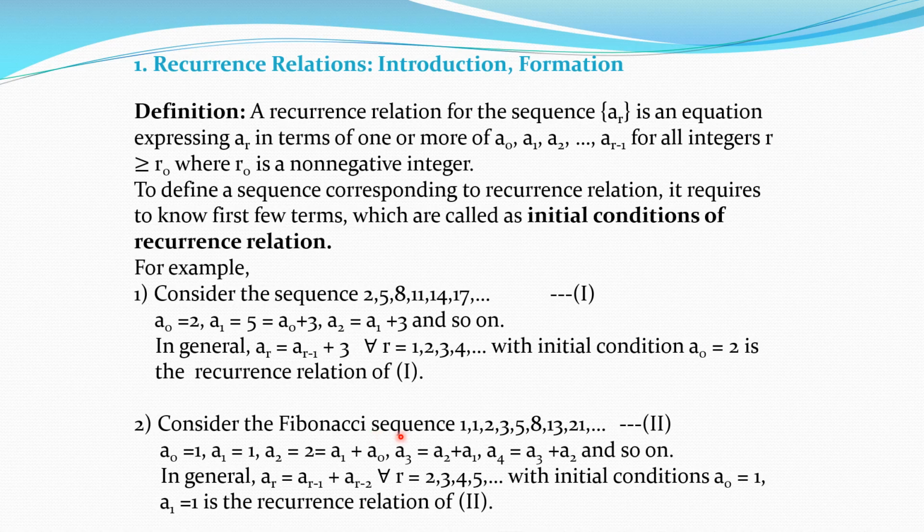Now see, if we consider the terms of that sequence as a_0, a_1, a_2, a_3, a_4 and so on, then we can write all the terms as a_0 is 1, a_1 is 1, a_2 is equal to 2, which is a_1 plus a_0, a_3 is equal to a_2 plus a_1, a_4 is equal to a_3 plus a_2 and so on. So in general, a_r is equal to a_(r-1) plus a_(r-2) for all r greater than or equal to 2, meaning 2, 3, 4, 5 and so on, because a_r depends on the previous two terms. So a_0 and a_1 must be given, then we can find all terms from a_2. So initial conditions are nothing but the a_0 and a_1 values. So a_0 equal to 1 and a_1 equal to 1. These are the initial conditions. So this is the recurrence relation for the Fibonacci sequence.